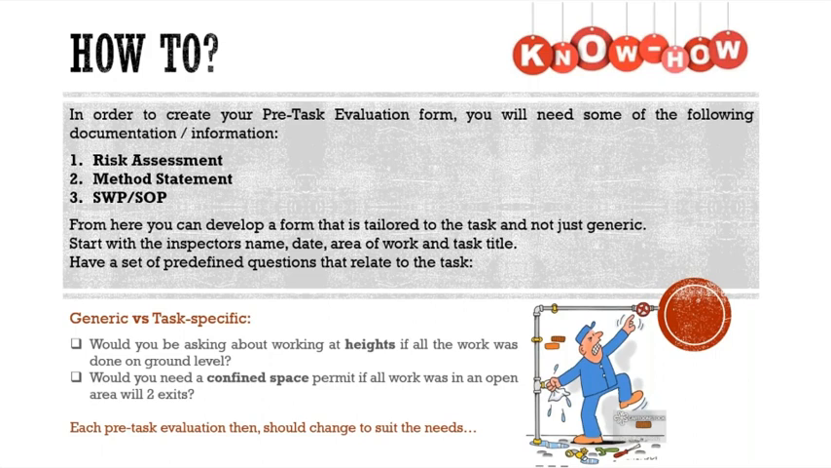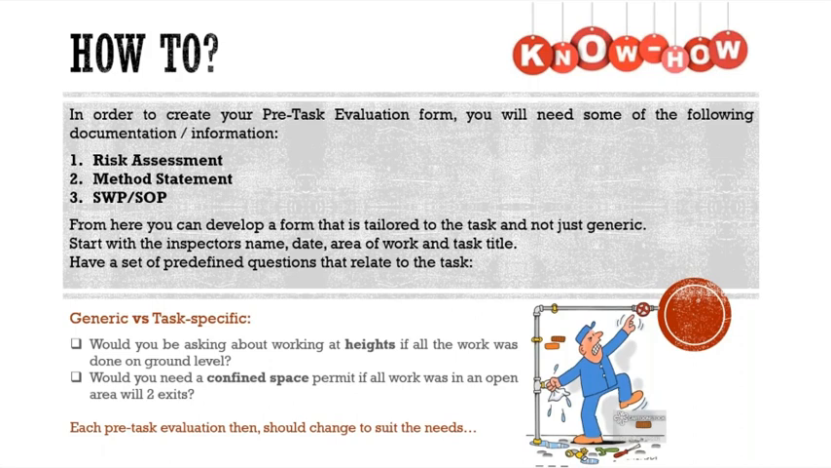Let's take a look at generic versus task specific. If you were a plumber in this picture at the bottom, you are on ground level, you are having to maybe change a tap or just take a look at a leak. Would you be asking in your predefined questions, does the person have working at heights? Is there SANS 1885 for scaffolding? Well, no. These questions now are not relevant for this task.